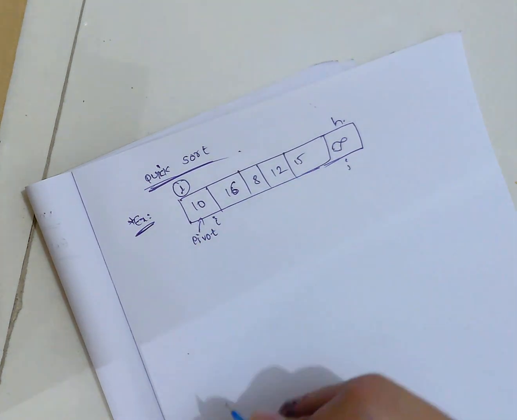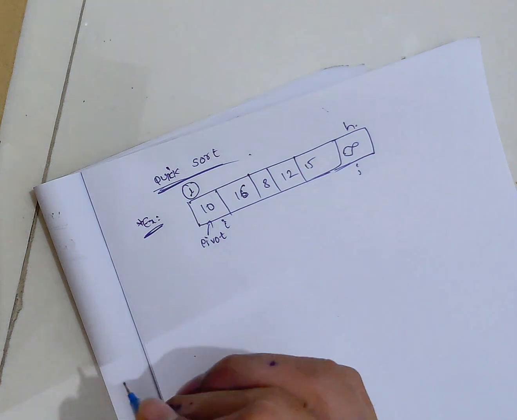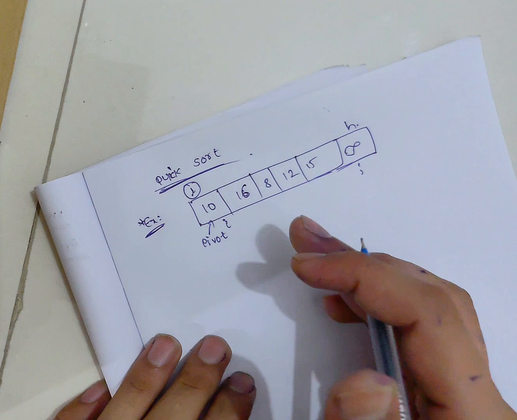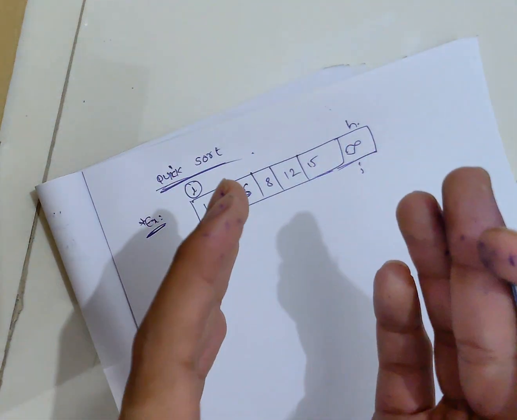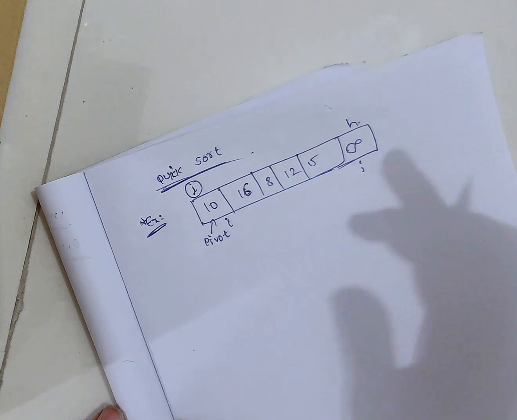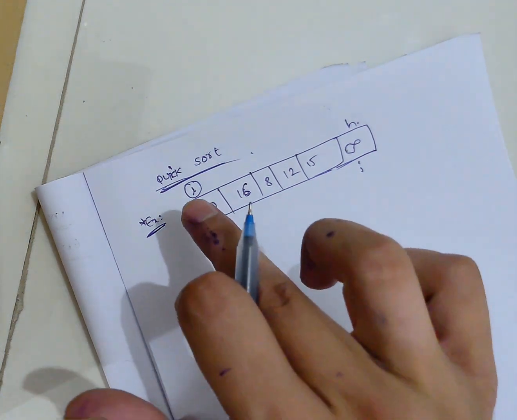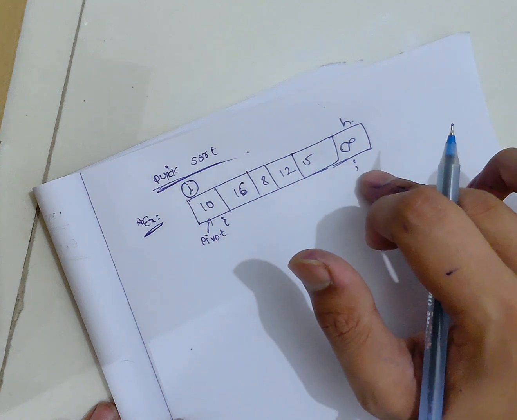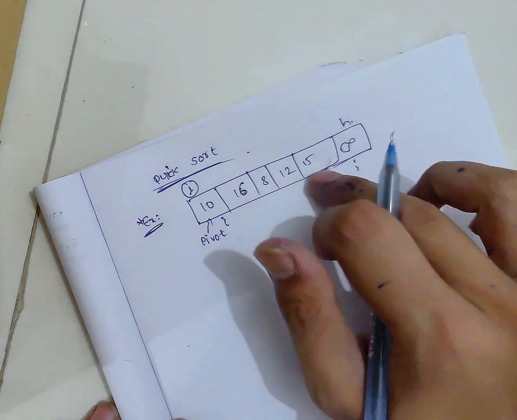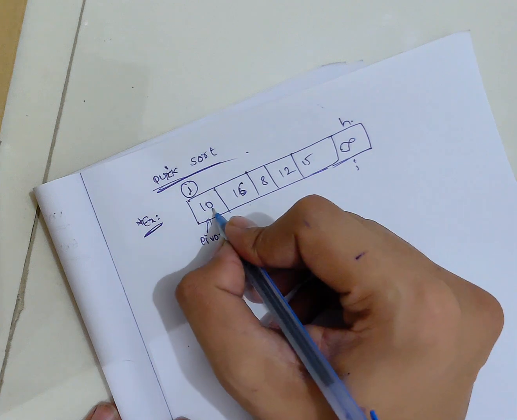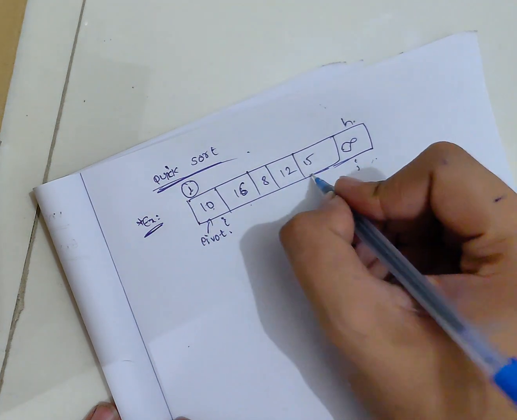Now what you will do is check. Our topic is that the lesser elements will be on the left side and the greater elements on the right side. So i will check whether this element is greater than the pivot element, and j will check whether this element is less than the pivot element. So i should find an element greater than 10 and j should find an element less than 10.